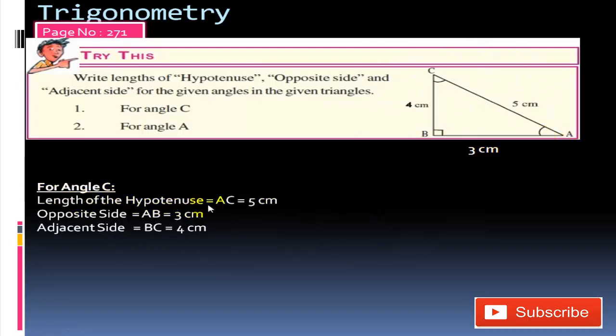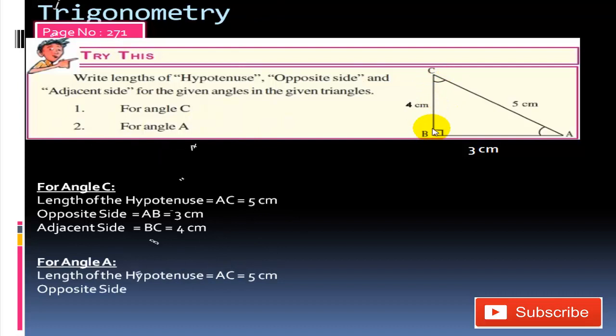For angle C, length of the hypotenuse AC is 5 centimeters, opposite side AB is 3 centimeters and adjacent side BC is 4 centimeters. Come to the second problem. For angle A, we have to find hypotenuse, opposite side and adjacent side. For angle A, hypotenuse is common and opposite side is BC, BC is 4 centimeters, and adjacent side is AB, AB is 3 centimeters. That's it.